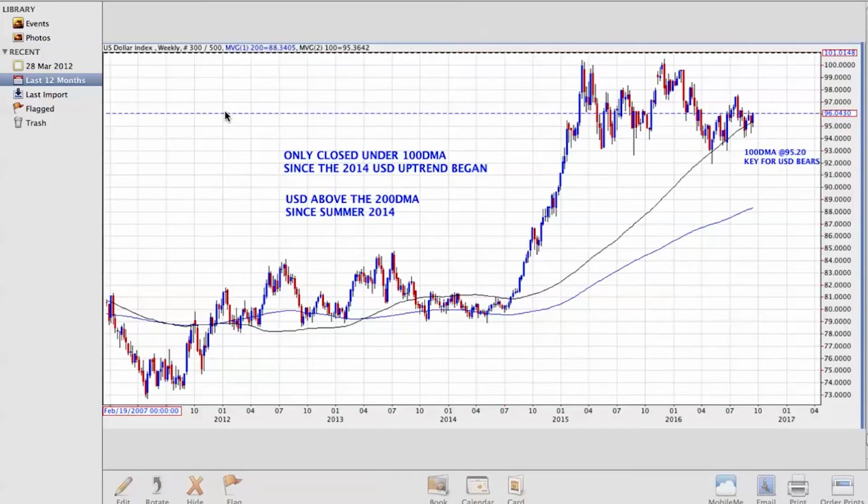And today I'm going to be bringing you the key points that traders need to be aware of ahead of that all-important Federal Reserve meeting this Wednesday. I'm going to begin with the US dollar.